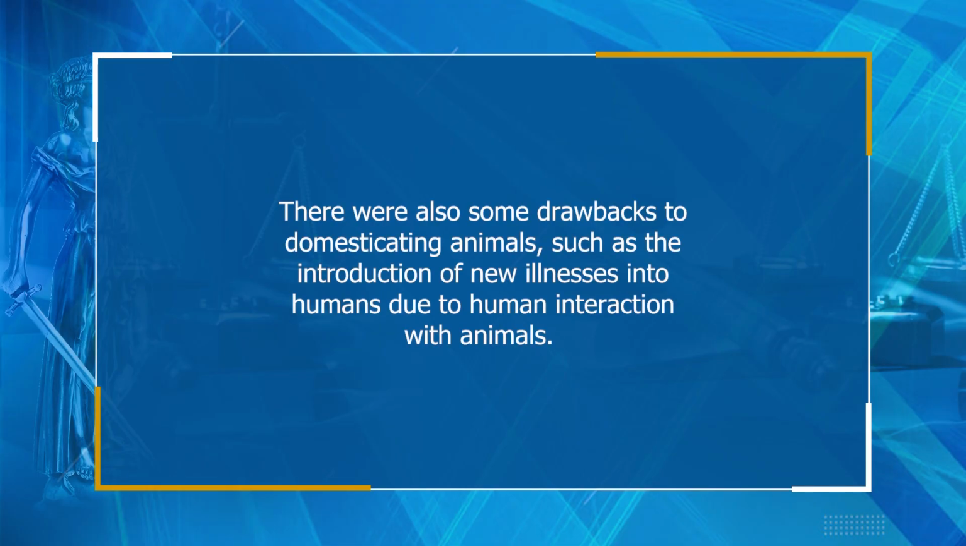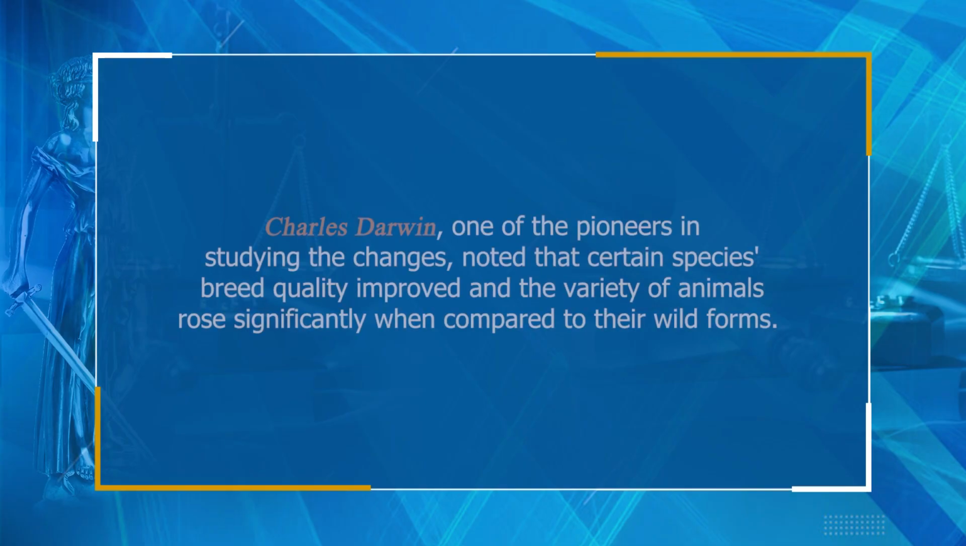There were also some drawbacks to domesticating animals, such as the introduction of new illnesses into humans due to human interaction with animals. Animal husbandry had a greater effect on the animals since the animals underwent significant genetic alterations. Charles Darwin, one of the pioneers in studying the changes, noted that certain species' breed quality improved and the variety of animals rose significantly when compared to their wild forms. Animal captivity hastened evolution and resulted in the emergence of mutant species.